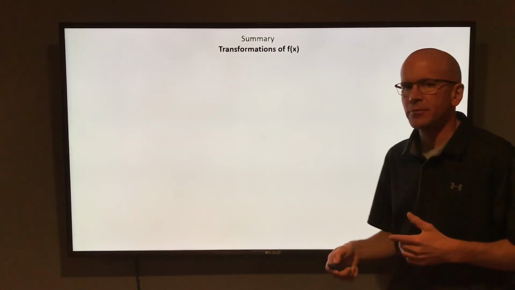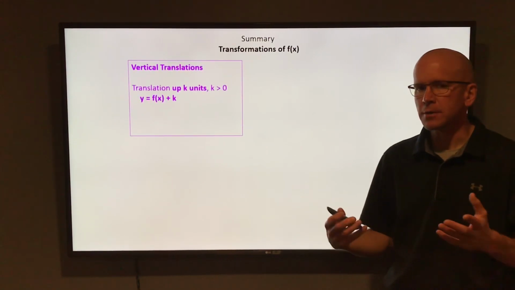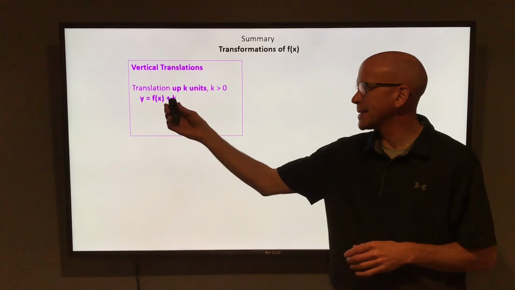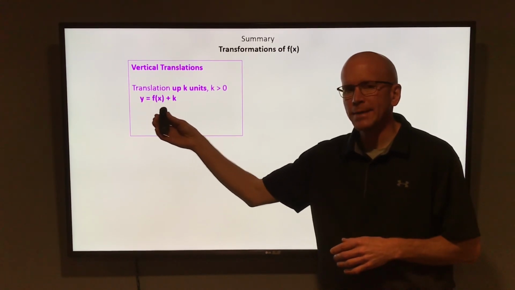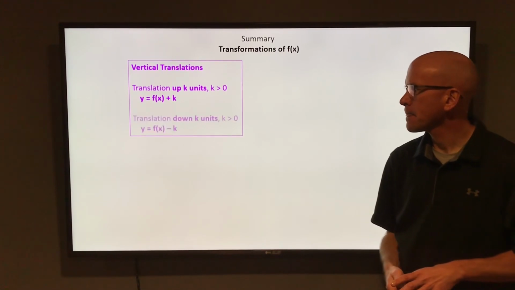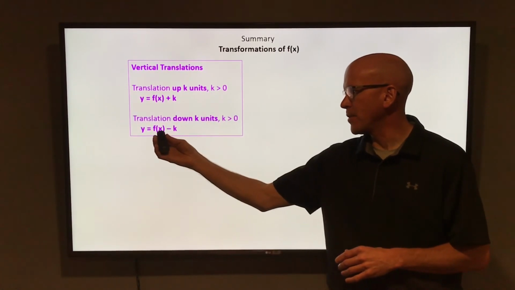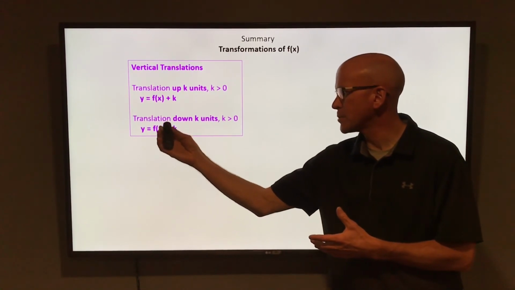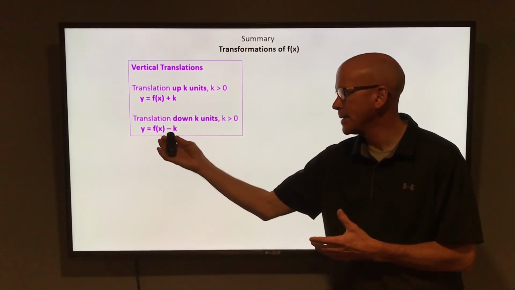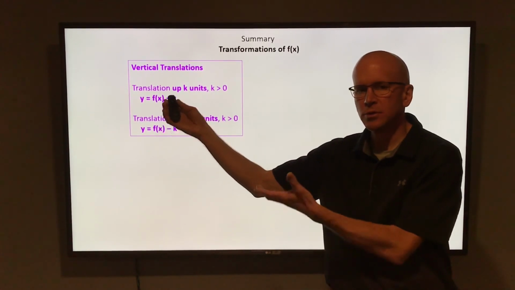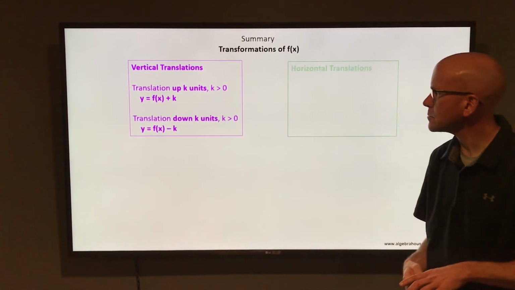Just a summary of transformations of functions that we've talked about. Vertical translations, that's shifting up or down. When you add to the value of y, that's the whole right side, it's going to shift the graph up. When you subtract from the value of y, it's going to shift the graph down. Remember, the value of y is the whole right side. If you subtract k from the value of y, it shifts the graph down k units. If you add k to the value of y, it's going to shift the graph up k units.